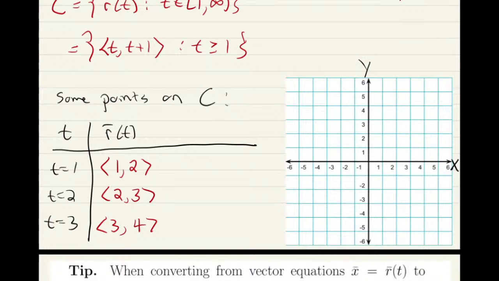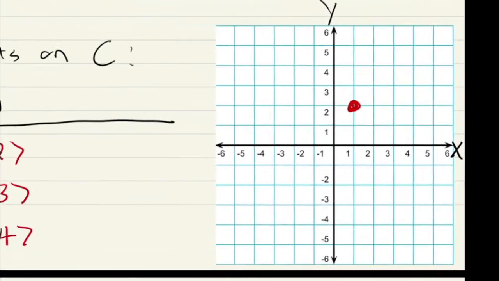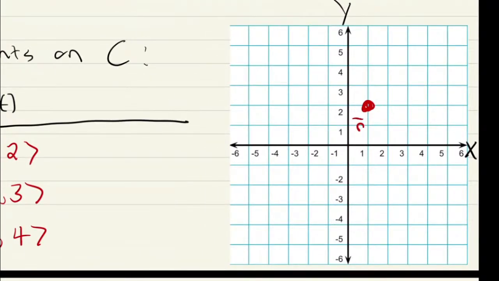T equals 1, we have the point 1, comma 2. So that would be right here, right? Maybe I can make this a little bigger. And we can write this by saying, when I plugged in 1 into R, I got the point 1, 2, okay? We should label our points, okay? That's a theme in this chapter. We label important points, okay? You'll see that more later on.